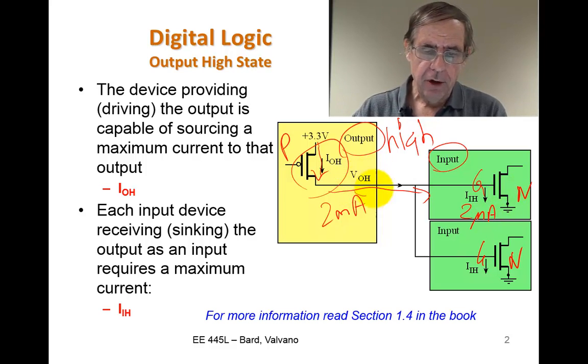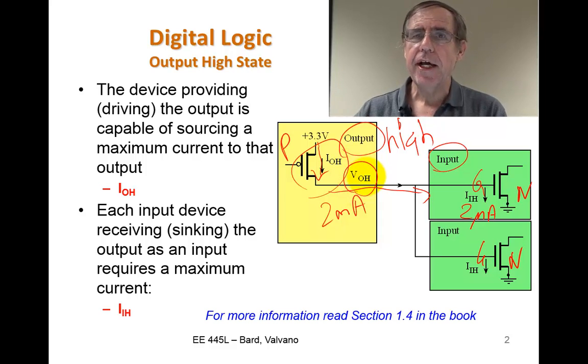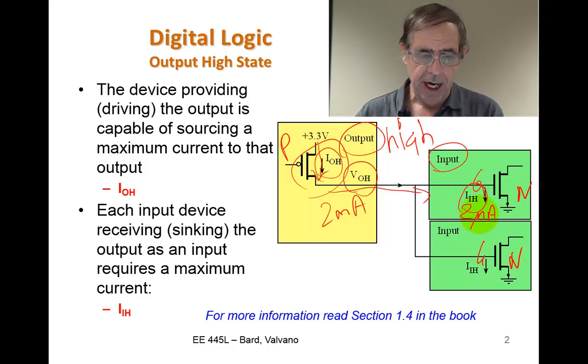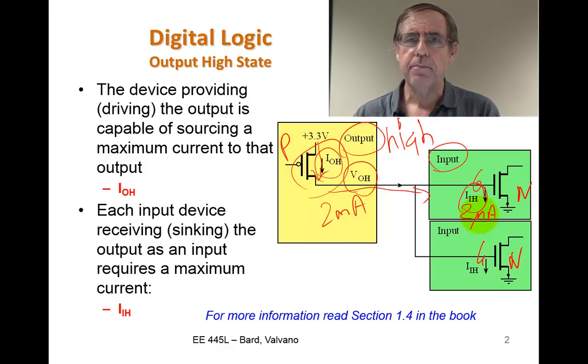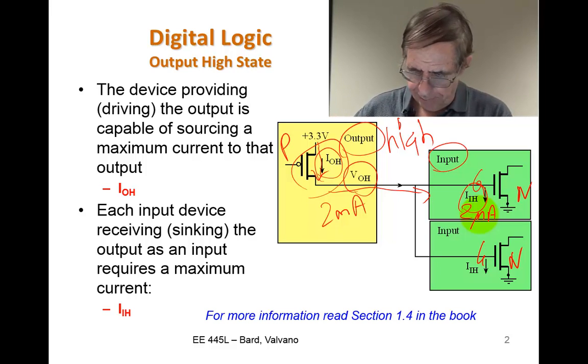So the voltage when the output is high is called VOH, and the maximum current that it can deliver, in this case 2 milliamps, is called IOH. And the amount of current it requires to drive the input is called IIH. And these are important to balance when the output is high.